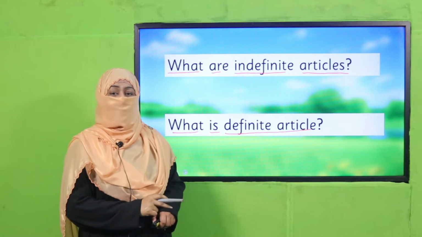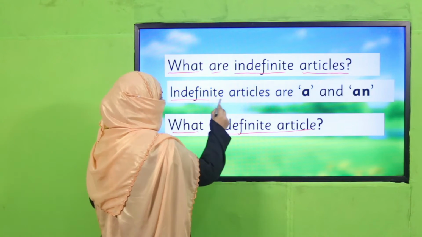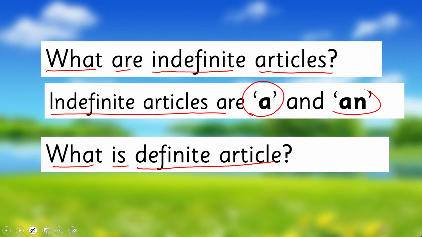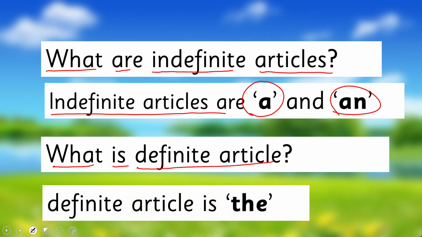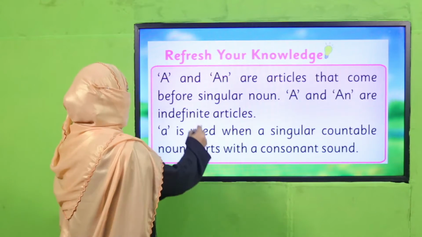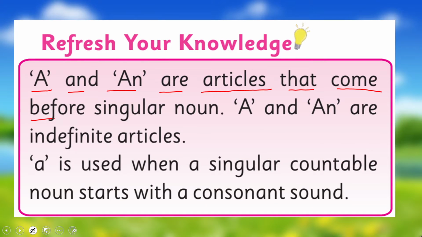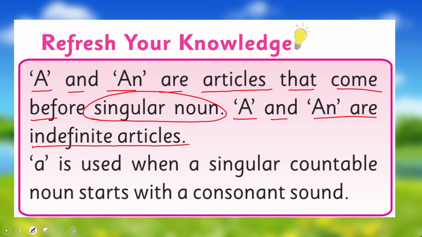Yes, my dear children, I hope you remember and you have answered correctly that indefinite articles are a and an, and definite article is the. And how do we differentiate? How do we use them? It's like that. A and an are articles that come before a singular noun, right? A and an are indefinite articles, okay? So these two, a and an, are indefinite articles.